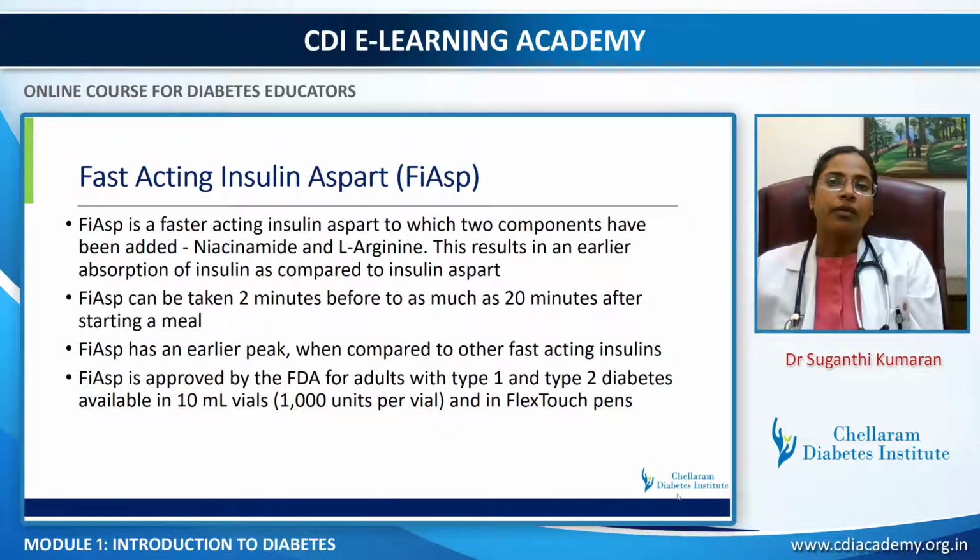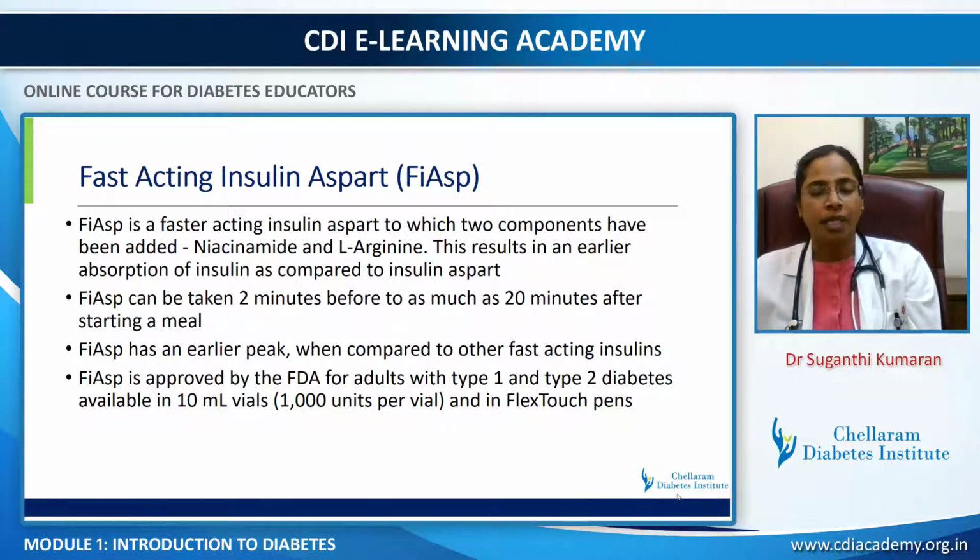There's another recent aspart insulin called FIASP, faster acting insulin aspart. It's faster acting insulin, as the name suggests. Here two components have been added: niacinamide, which is vitamin B3, and L-arginine, an amino acid. The B3 helps with the faster absorption of insulin and L-arginine makes this compound more stable. So this results in the absorption being done faster.